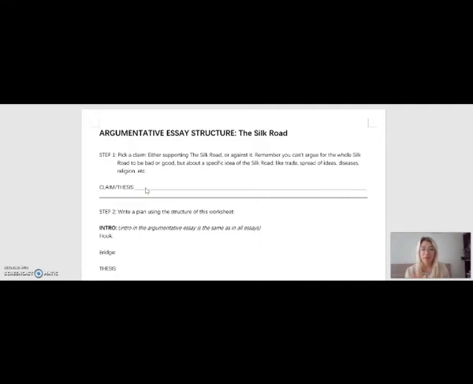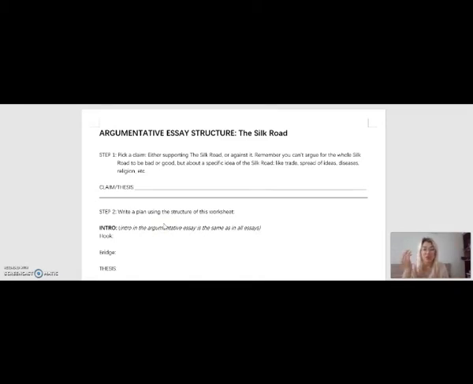Once you've made a claim, say, that the Silk Road spread of ideas had a negative impact on the world in the Middle East or in early European history, whatever it is that you're making, write it here. That's your claim that you're going to argue for the whole time. That's a large claim. It's a thesis, right?